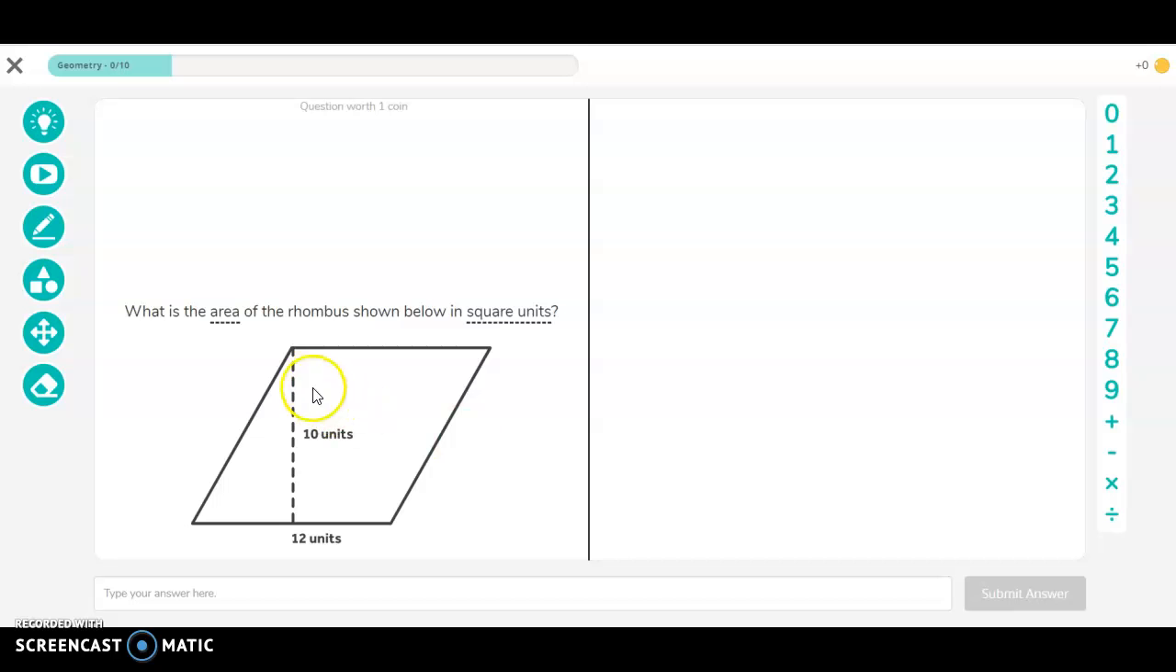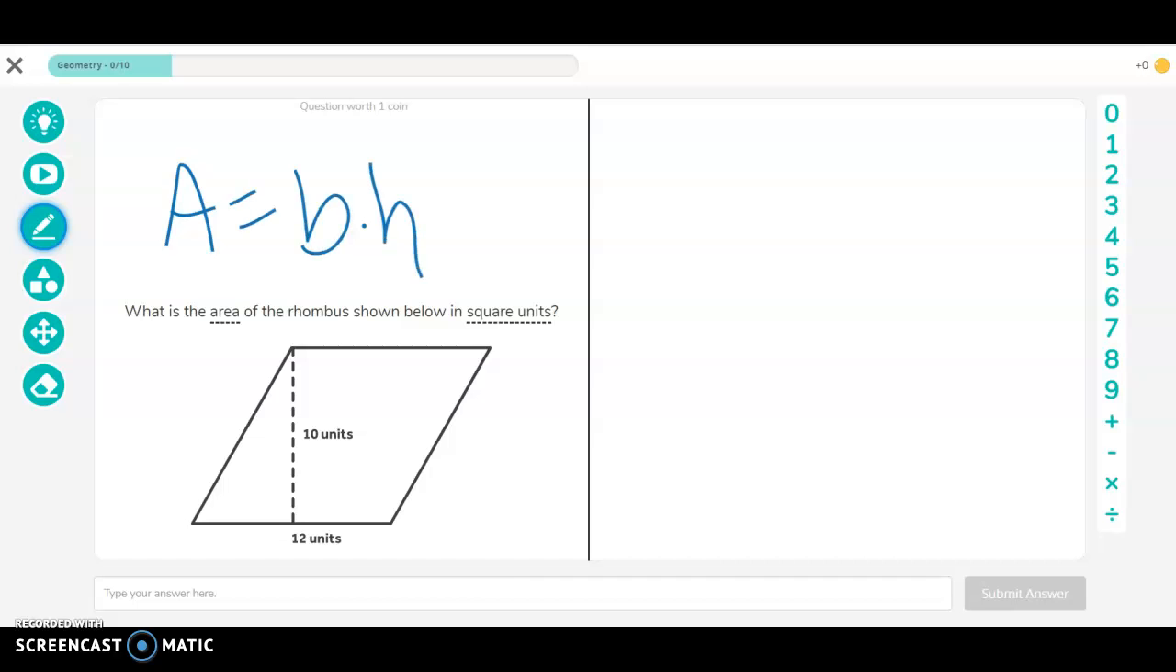So you see they made a little triangle. The reason they did that is because we need to know the height. The diagonal is not how tall it is. The height is from the top to the bottom, or the bottom to the top. So that 10 is important there. So in this case, the area for this is base times height.